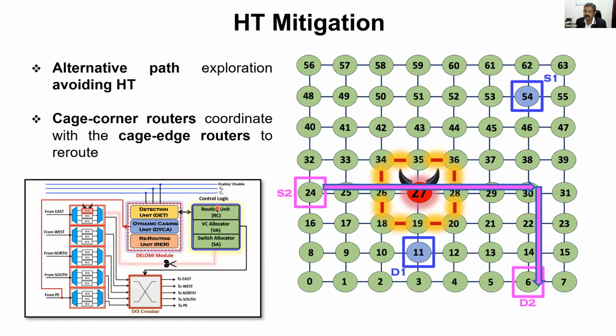Once the cage is erected, rerouting has to happen. A packet which was supposed to move from S2 to D2 will not move through 27, but will take a rerouting. Similarly, a packet from 54, which conventionally moves along this path to D1, will also take an alternative route like this in order to reach its destination.